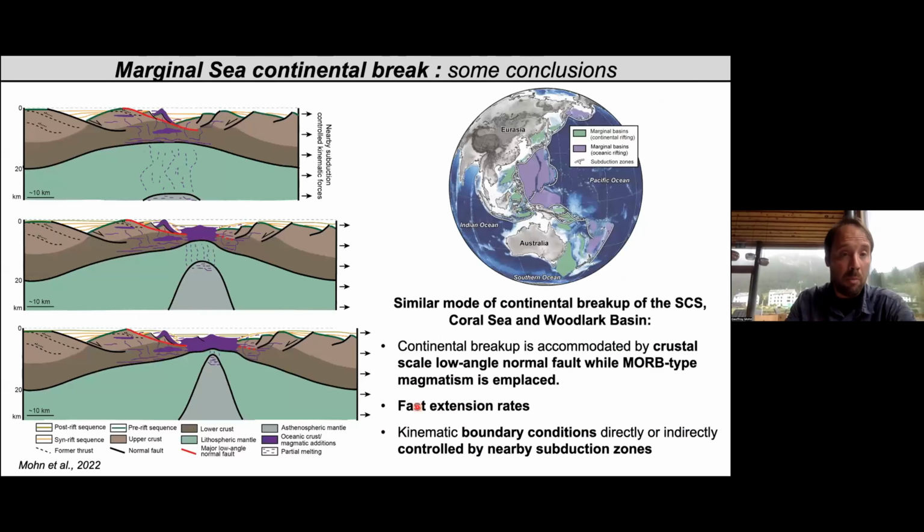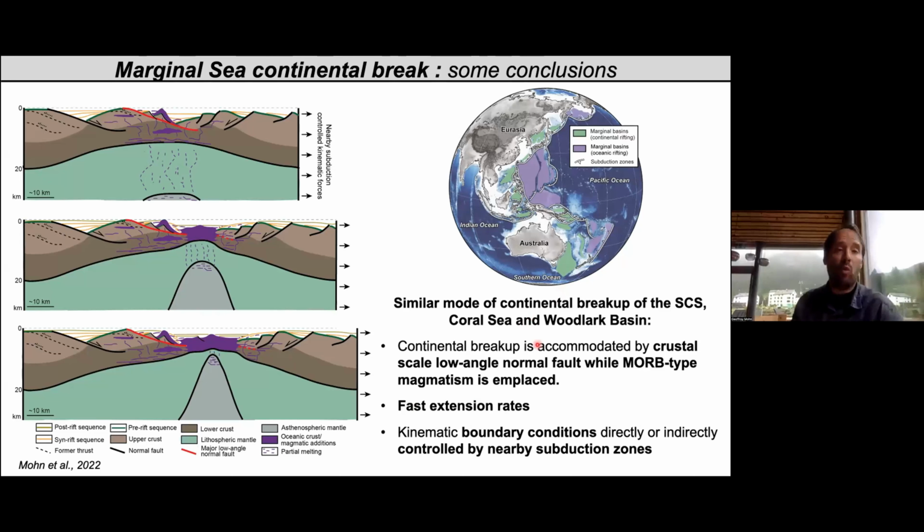So if I sum up, what we can see, in my opinion, is the same mode of continental breakup through the South China Sea, the Coral Sea, and the Woodlark Basin. And always associated with large normal faults and MORB-type late syn-rift magmatism.